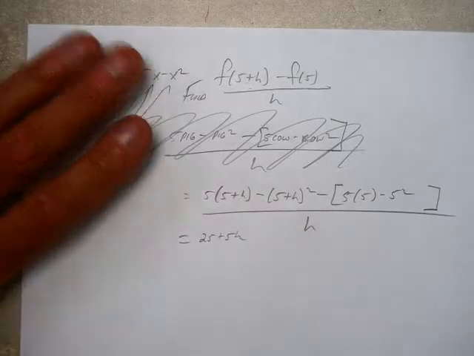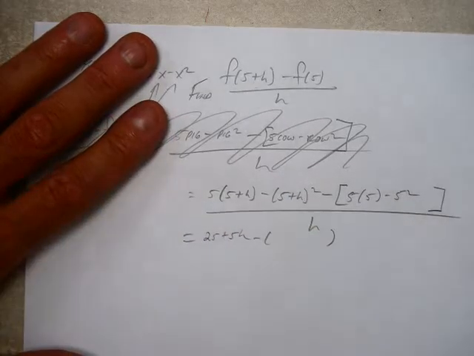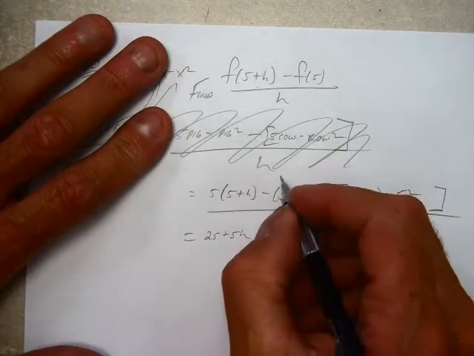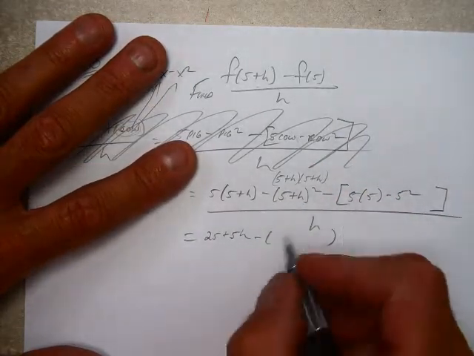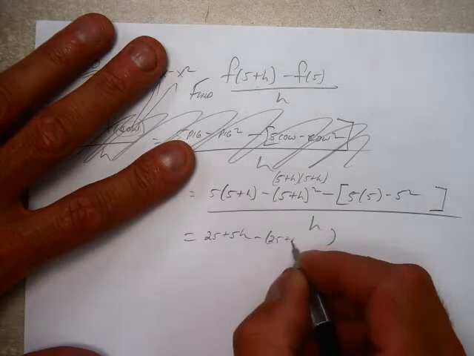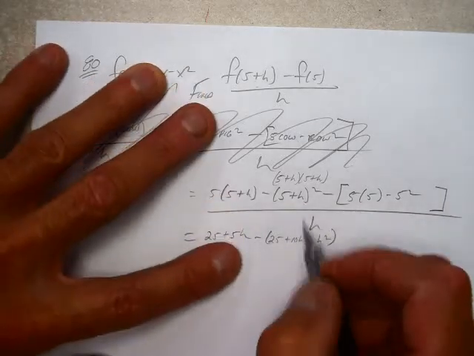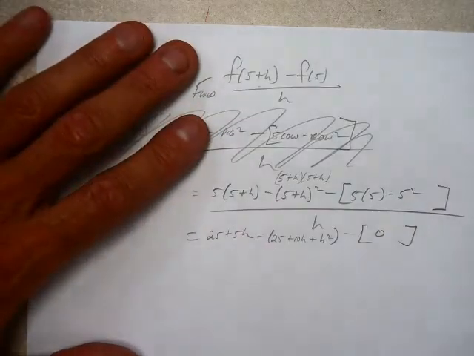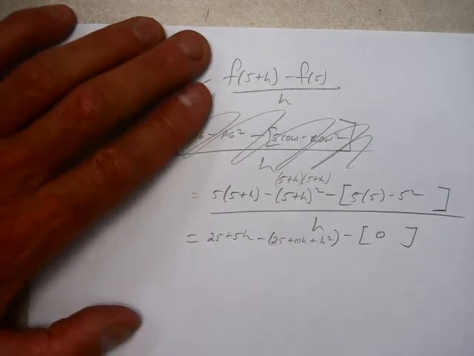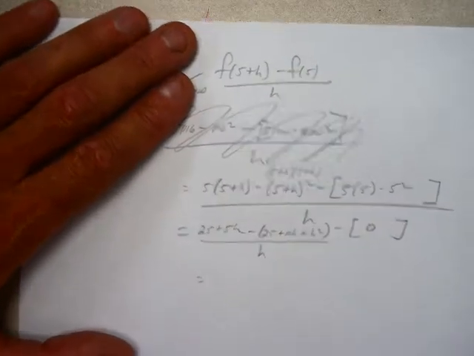25 plus 5h minus (5 plus h) squared. Remember, that means (5 plus h) times (5 plus h). So help me out. What is (5 plus h) times (5 plus h)? 25 plus 10h plus h squared. Good. Minus, and this one, yeah, it's zero, isn't it? Sweet. That doesn't always happen, but in this case, yay. All divided by h.